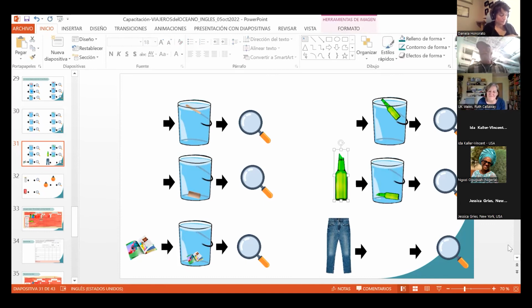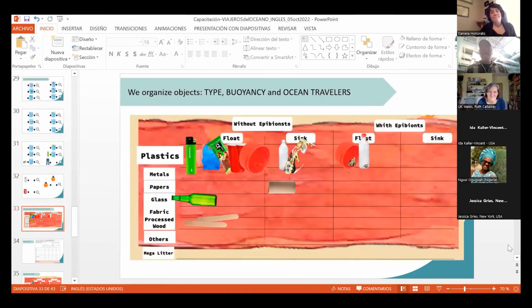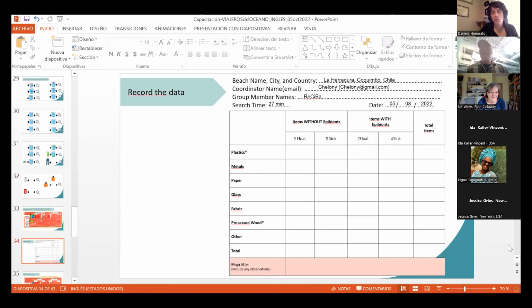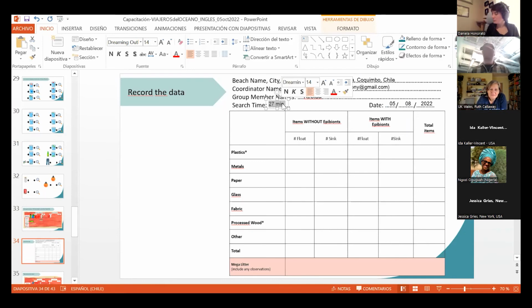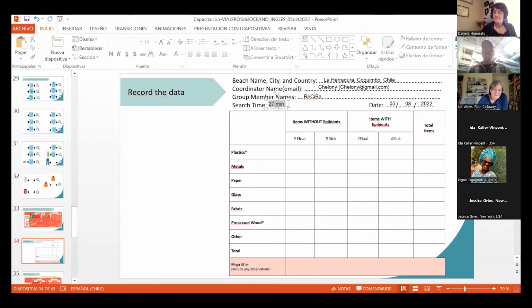Okay, let's move forward. Then we have all our litter here on our sheet. We fill out the table. Don't forget to put the name of the beach, the coordinator, which would be you, the name of your team, and how much time you actually collected. That is very important because it gives us an indication of how much litter there was on your beach. Once you have filled it all out, we are ready to respond to our first question.